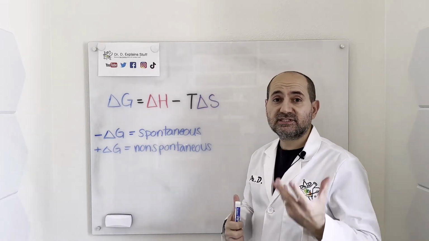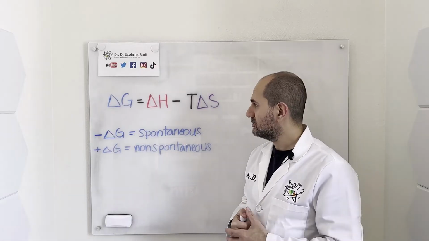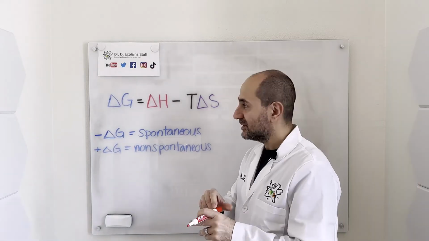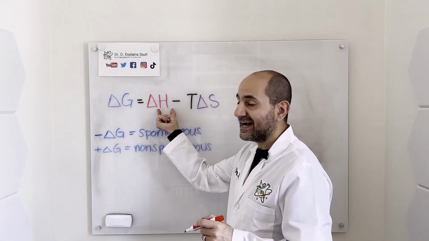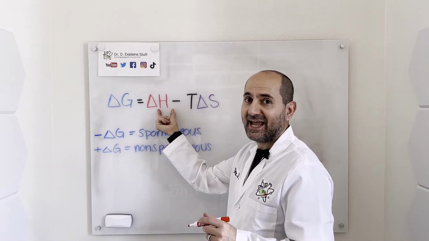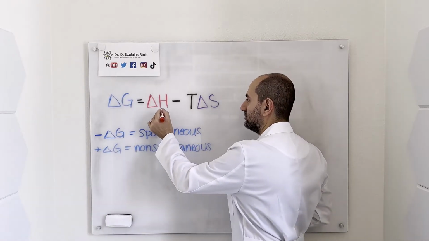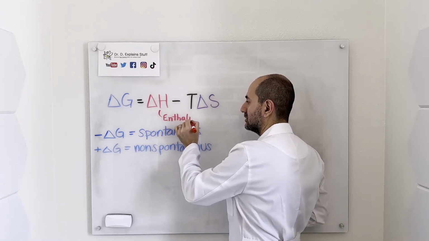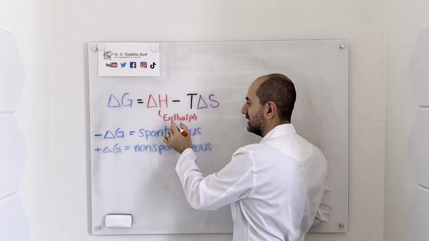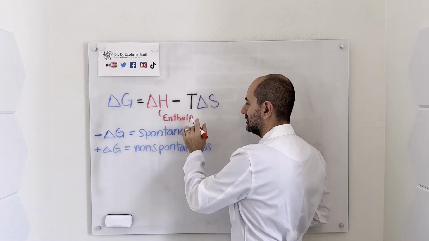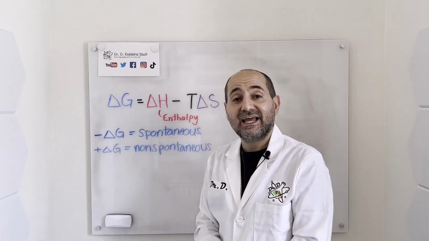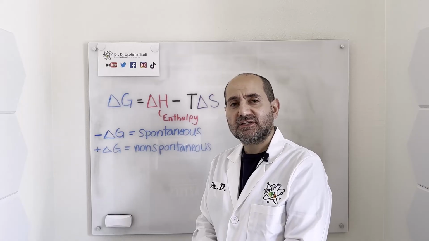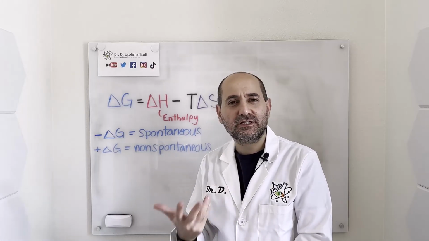Now let's break this down a little more, okay? Let's just define our values. So delta H, again, I said H is for enthalpy. Enthalpy refers to total energy, but the way I like to think about it is heat. Okay, think of it as heat.